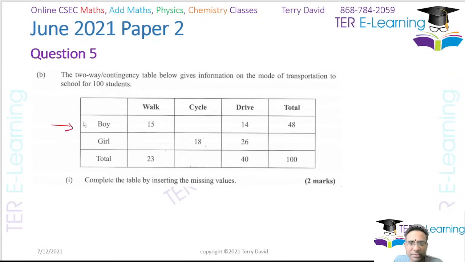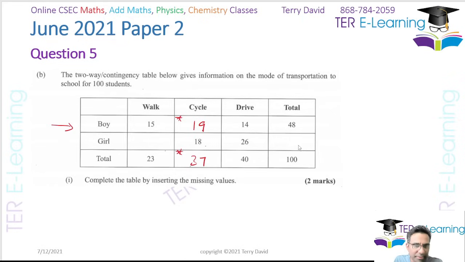If we look at this horizontal row here with boys, you have 15 walking, 14 driving, and you have 48 in total. So to figure out this cell here, all we need to do is add the 15 and 14 and subtract that from 48. So it's 48 minus the 15 plus the 14, and what we're going to get here is 19. Now, what else can we work out? We can work out our totals as well. I can work out the cell here just by adding 19 plus 18. You're going to get 37.